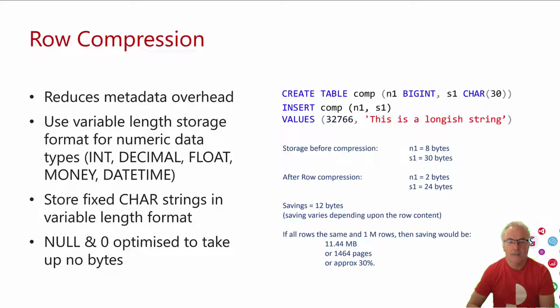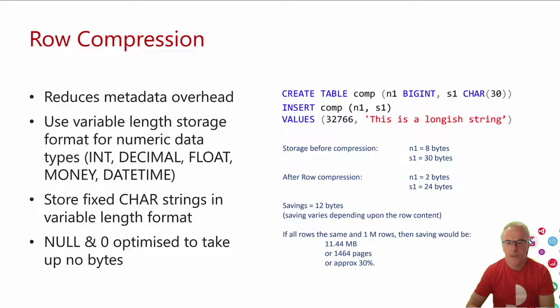So if we look at an example there on the table, the comp table, our first column is a big int, our second column is a 30-byte character. Now if we put values in there that don't actually go beyond the boundaries of the next level for the numeric values and are less than the 30 bytes for the character values, we can see that we get a reduction in there.